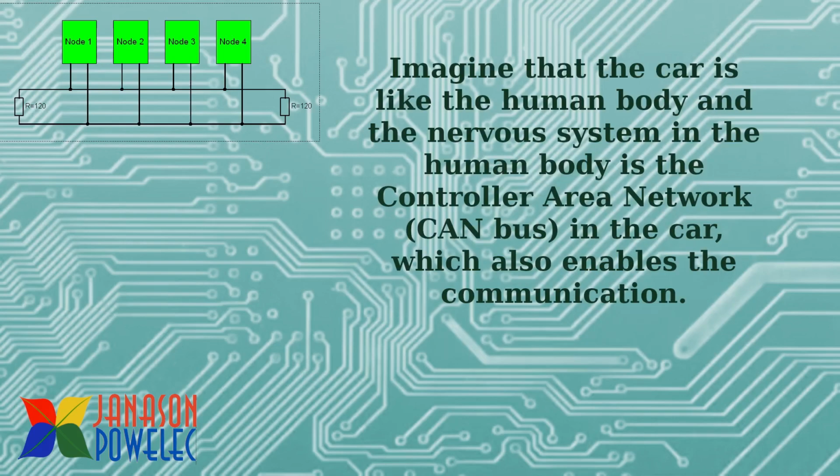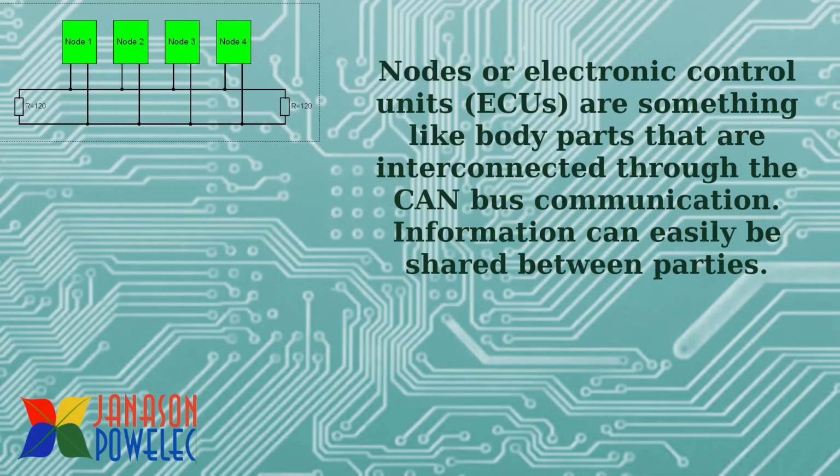Imagine that the car is like the human body, and the nervous system in the human body is the controller area network in the car, which also enables the communication. That is, CAN bus is very similar to the nervous system which transmits information between various organs of our human body. Nodes or electronic control units are something like body parts that are interconnected through CAN bus communication. Information can easily be shared between parties.